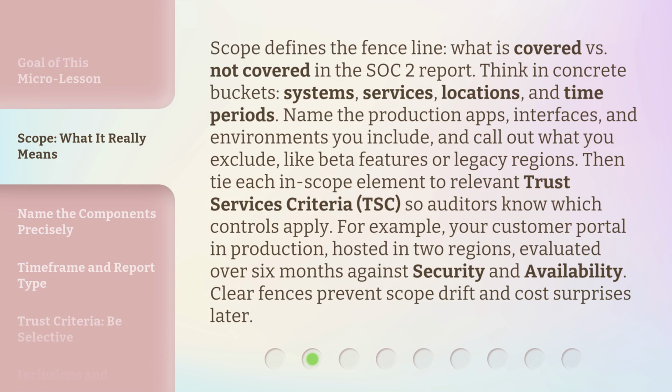Scope defines the fence line, what is covered versus not covered, in the SOC 2 report. Think in concrete buckets: systems, services, locations, and time periods. Name the production apps, interfaces, and environments you include, and call out what you exclude, like beta features or legacy regions. Then tie each in-scope element to relevant Trust Services Criteria, TSC, so auditors know which controls apply. For example, your customer portal in production, hosted in 2 regions, evaluated over 6 months against security and availability. Clear fences prevent scope drift and cause surprises later.